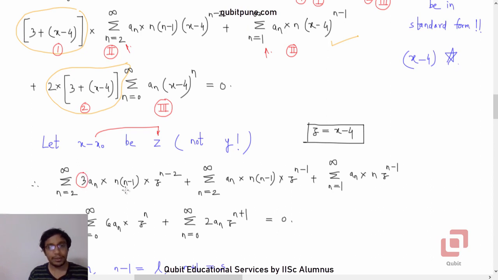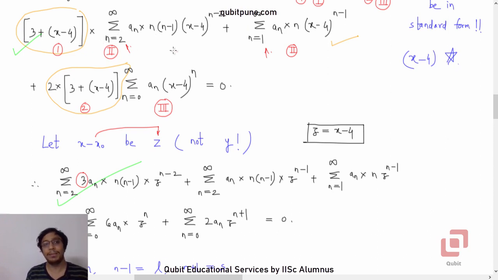Okay, so 3 times n into n minus 1 into z to the power n minus 2, where z is x minus 4. Okay, now let us go to x minus 4. Let me use green color. So when you multiply the y double prime by 3, you get this. Now let us go to this x minus 4 into the y double prime.